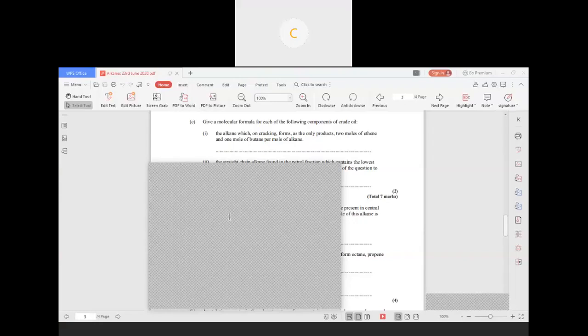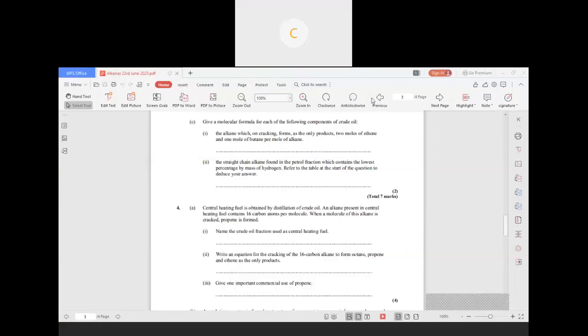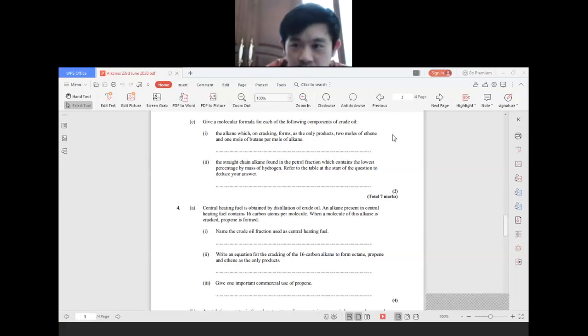What is the formula of the long chain alkane? This is only addition. Only addition of C2H4, 2 C2H4 plus C4H10.